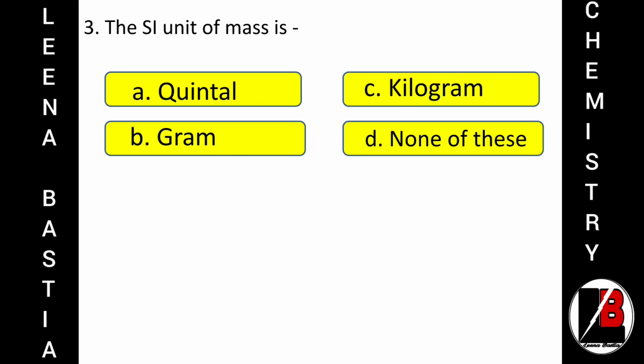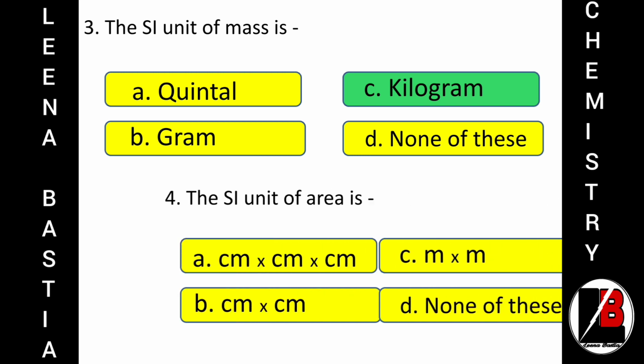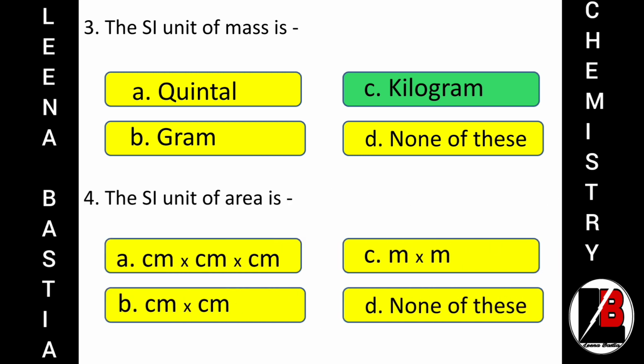The SI unit of mass is: quintal, gram, kilogram, none of this. And the answer is kilogram. Question number 4. The SI unit of area is: option A, centimeter into centimeter into centimeter, that means centimeter cube. Option B, centimeter into centimeter, that is centimeter square. Option C, meter into meter, that is meter square. Option D, none of this. Right? So the answer is meter square, that is m into m.